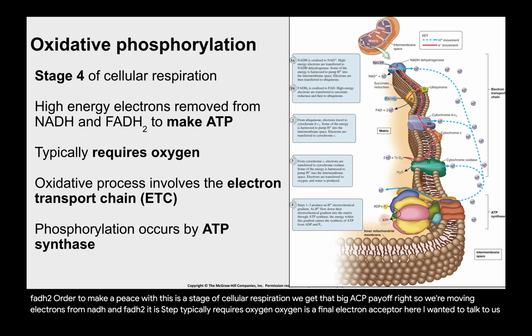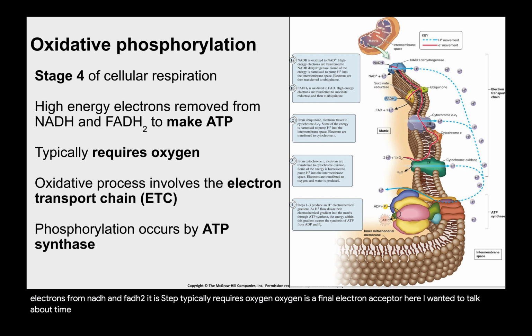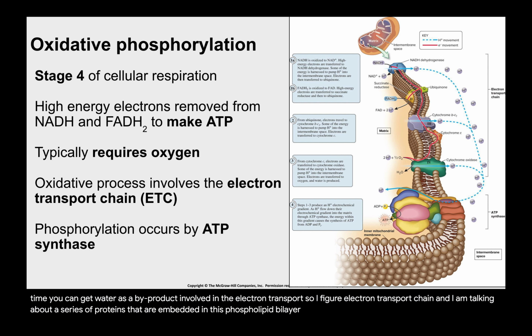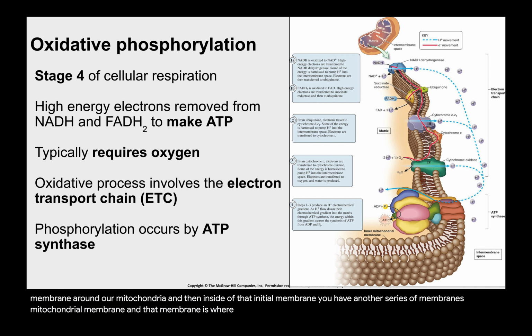And when it accepts electrons, you get water as a byproduct. And it involves the electron transport chain. So when I say the electron transport chain, I am talking about a series of proteins that are embedded in this phospholipid bilayer inside of your mitochondria. So we have a membrane around our mitochondria, and then inside of that initial membrane, we have another series of membranes, the mitochondrial membranes, and that membrane is where our electron transport chain is located, where we have these proteins embedded within that bilayer.